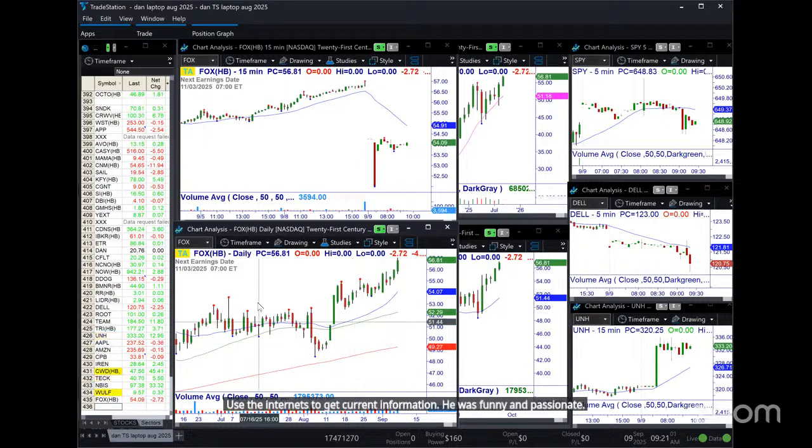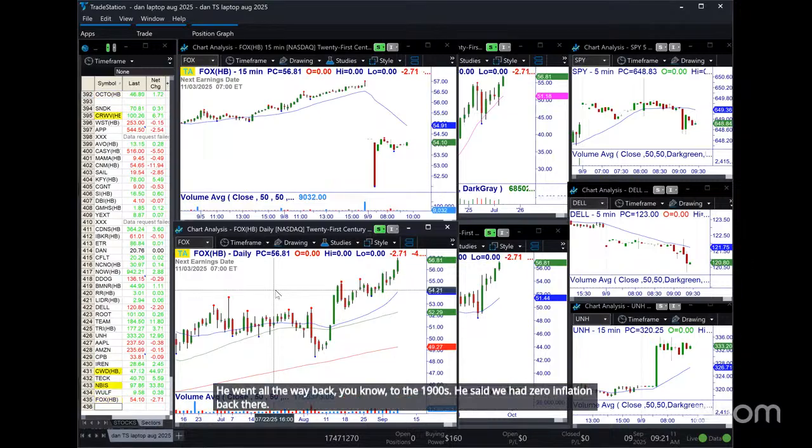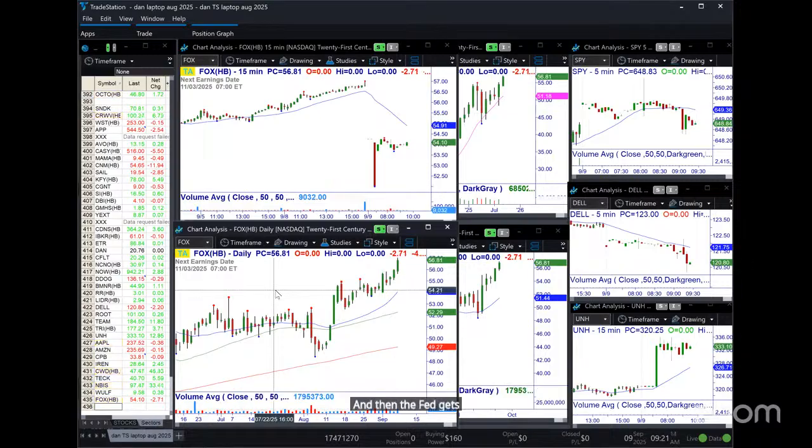And this other guy yesterday was also bashing the Fed, saying he went all the way back to the 1900s. He said we had zero inflation back there. And then the Fed gets involved and we have inflation. We had a couple stock market crashes. He's like, we don't need the Fed. The market can set rates on their own in the bond market. And I've been saying that for years myself.